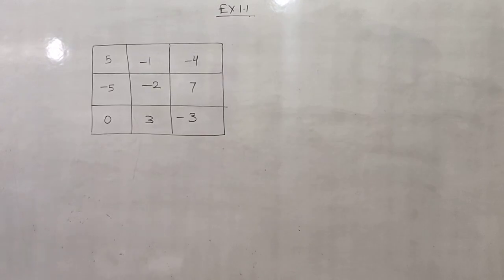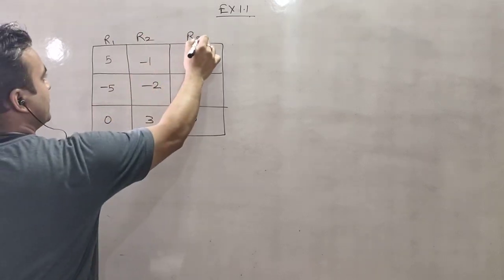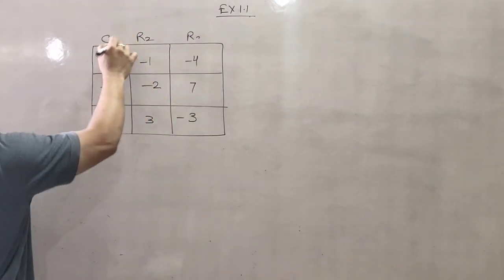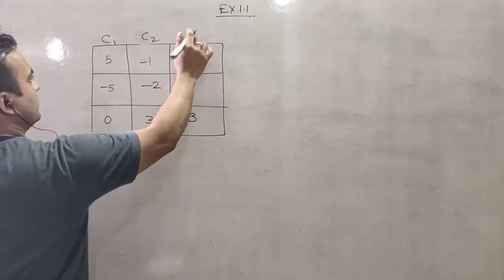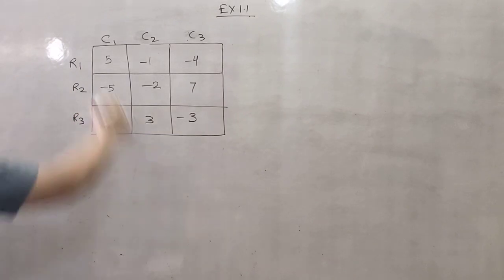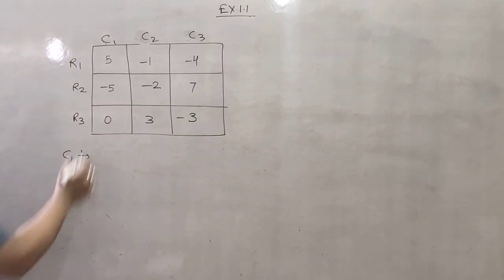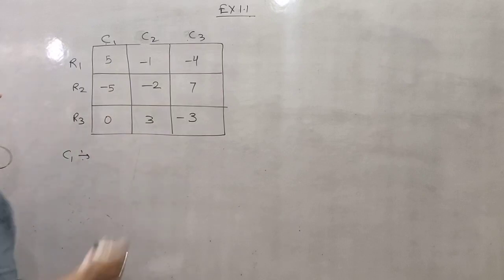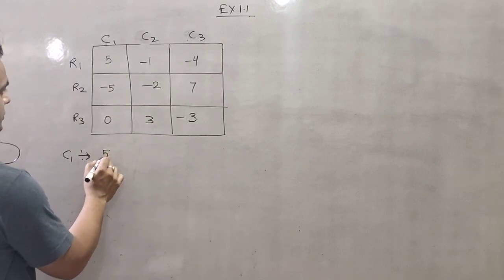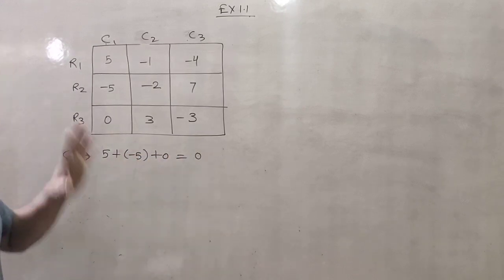So I have written a magic square. We will check whether it is a magic square or not. This is column 1, column 2, column 3, this is row 1, row 2 and row 3, and this is diagonal 1 and diagonal 2. So first of all I am doing for C1. We will do the sum of all the numbers of each column. So 5 plus minus 5 plus 0, we will get 0 here, because 5 minus 5 is 0.